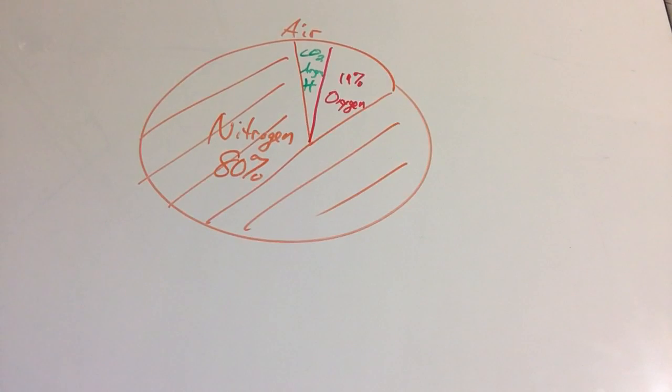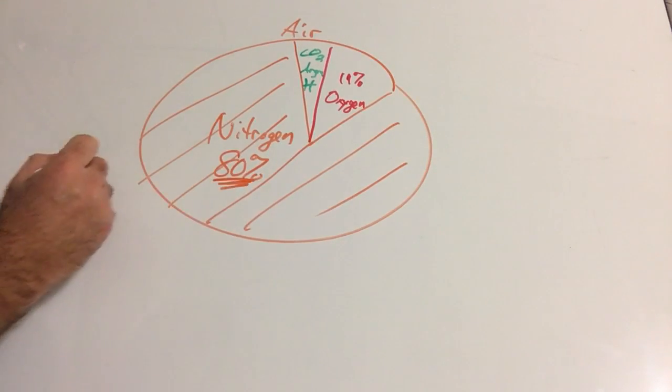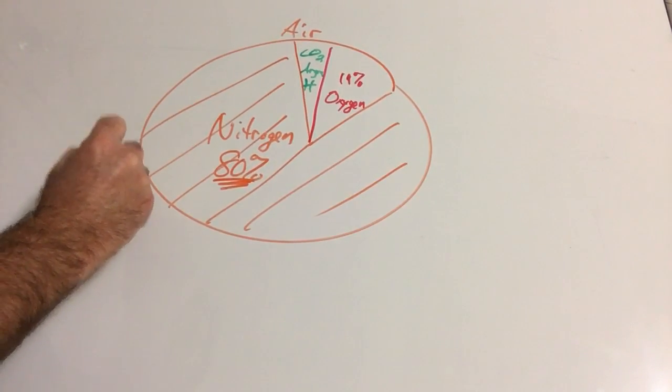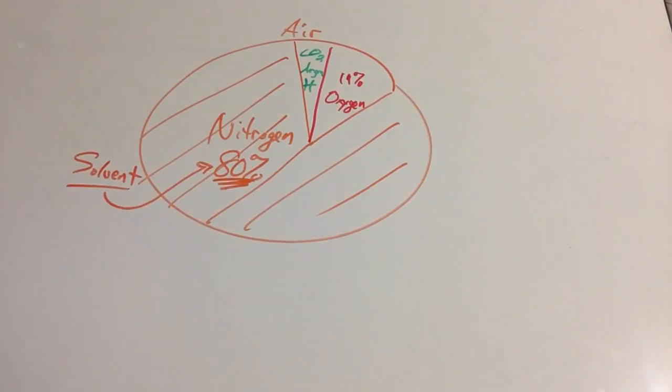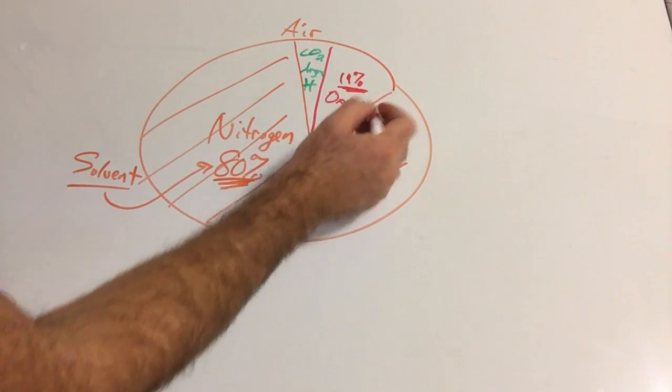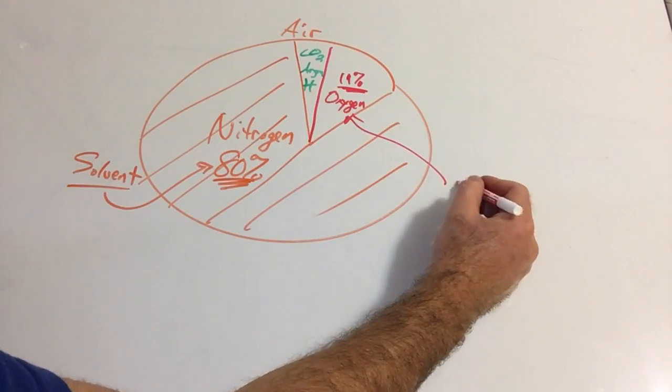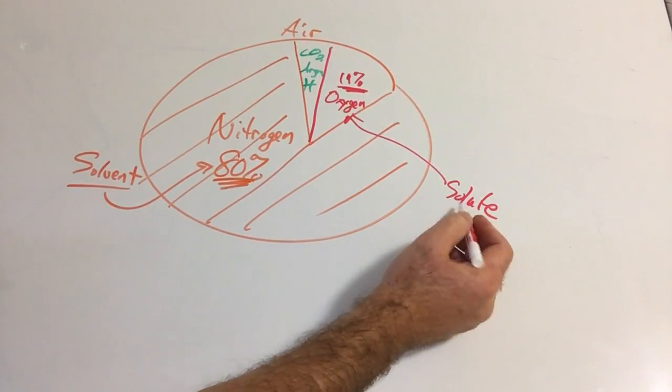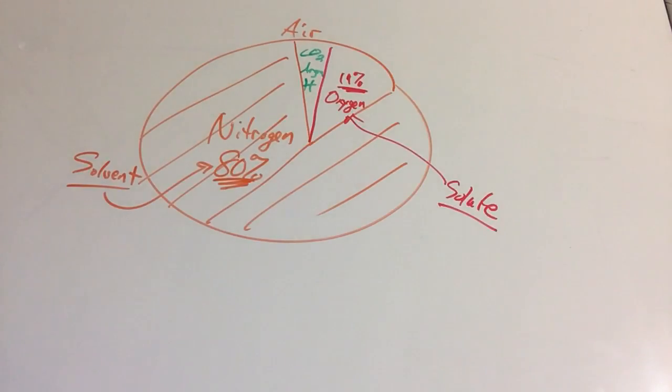So if we look at the makeup of air, one of these is a solvent, one is a solute, and it's 100% decided by percentage. Since the nitrogen is more, that is the solvent. That is like the water in the last example. There's a lot more water than salt in salt water. And since the oxygen is much smaller, this is the solute.